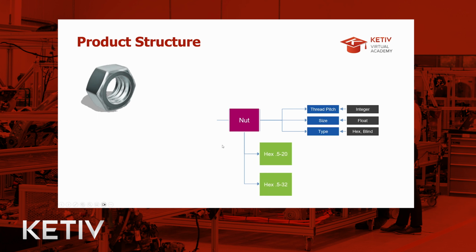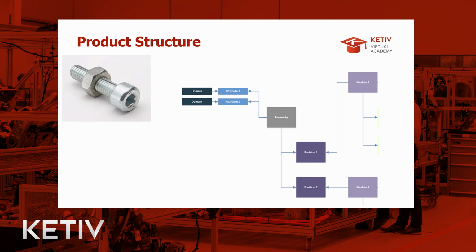Then the variants are combinations of these features. So, for example, we can have a lot more than this, but just as an example, we can have a hex nut that is half inch, that is 20, versus one that is 32 for its thread pitch.